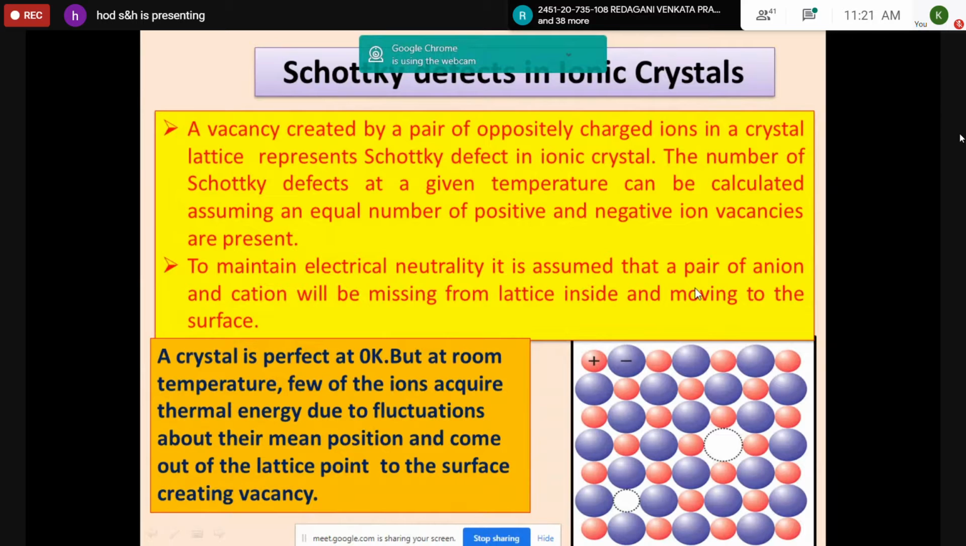So how many ionic vacancies are there per unit volume at a given temperature? This is called the equilibrium concentration. We are going to calculate this by using laws of probability and a thermodynamic approach. And take the heading, all of you, Schottky defects in ionic crystals, and take the diagram also.